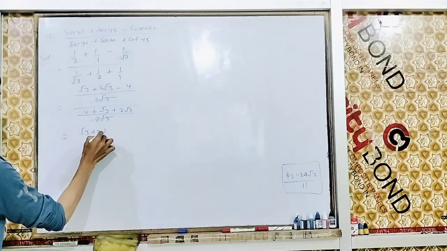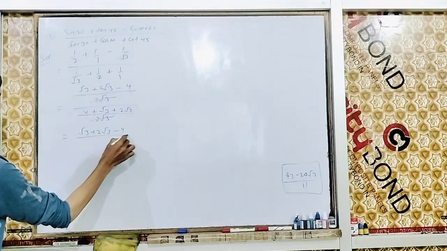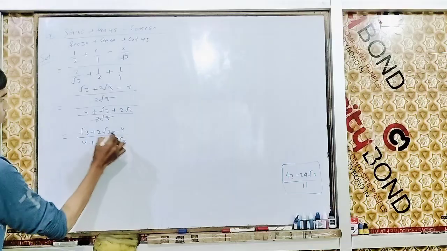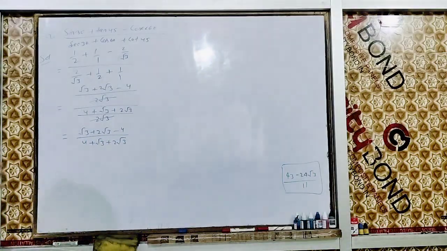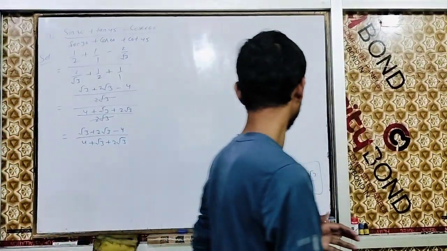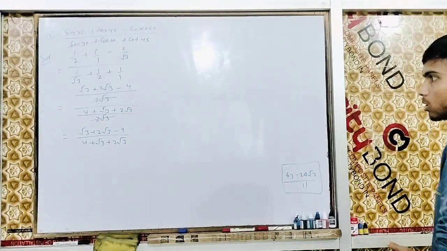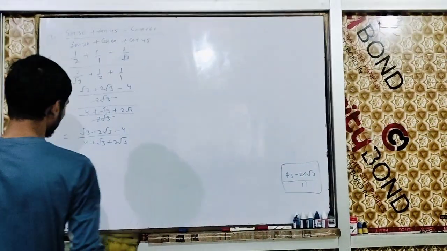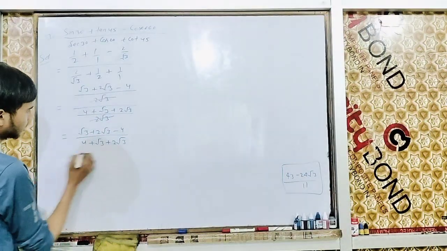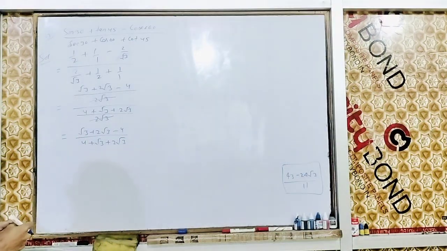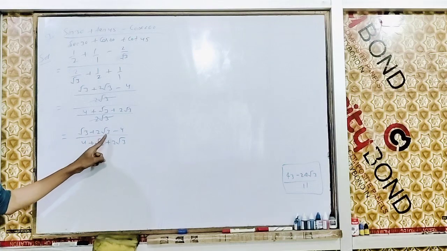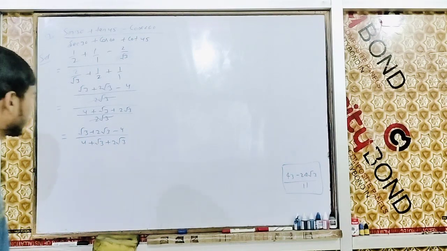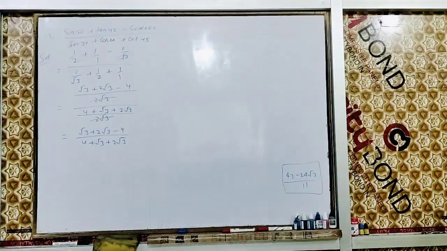Root 3 plus 2 minus 4 upon 4 plus root 3 plus 2 of root 3. This is coming. Right now this is coming. What should we do? I think can we add this? Then this will become 6 and this will become 6. Isn't it? Let me check.